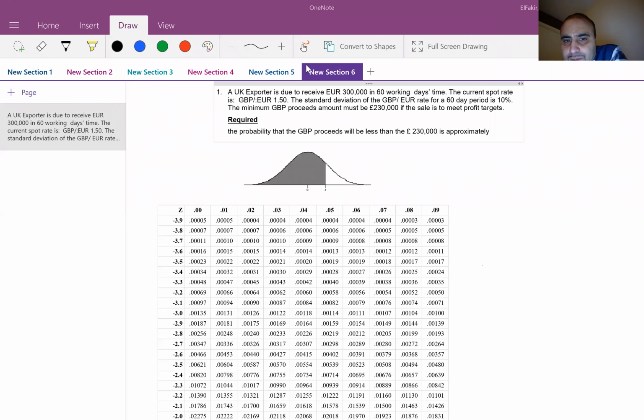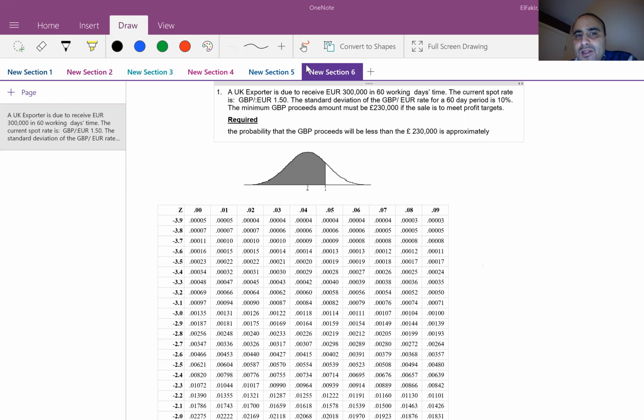Hello, today we are going to see the concept of the Z score and how it can be used in conjunction with the forex market. The best way to do it is to use an example. A UK exporter is due to receive 300,000 euros in 60 days.